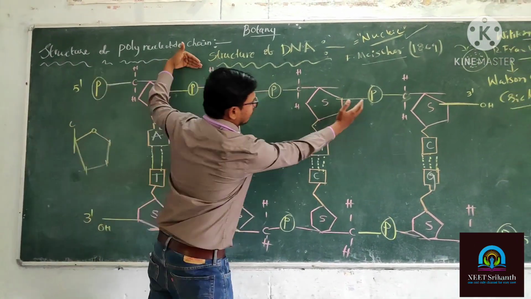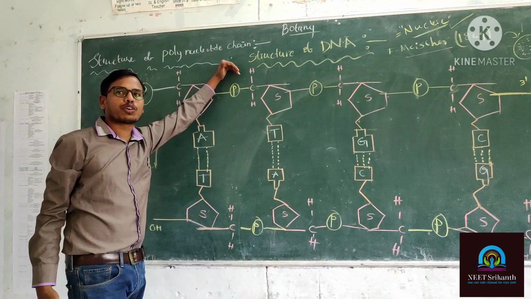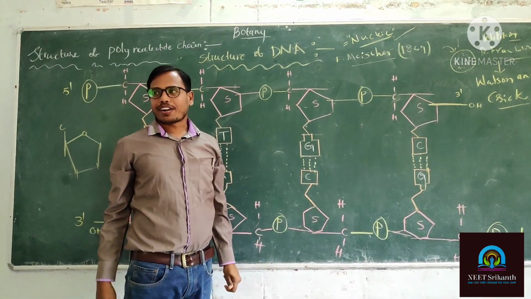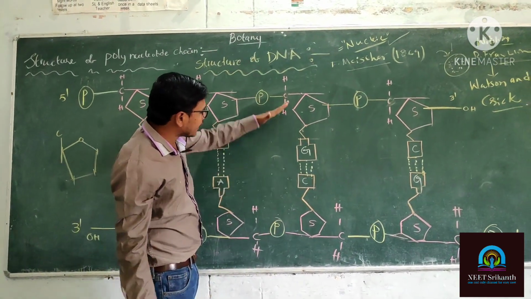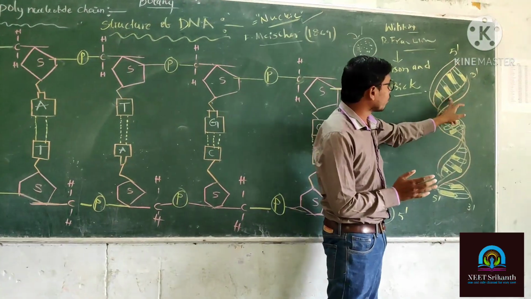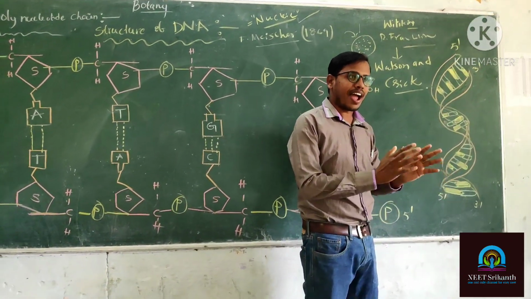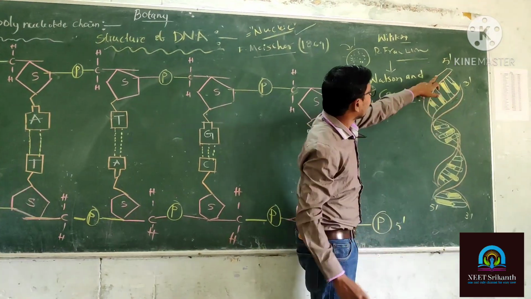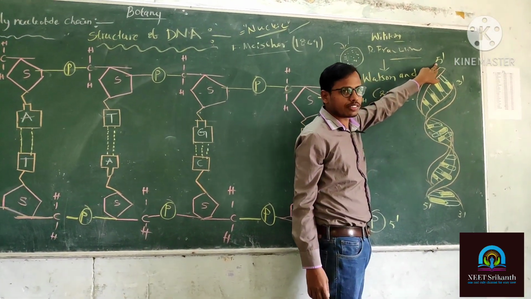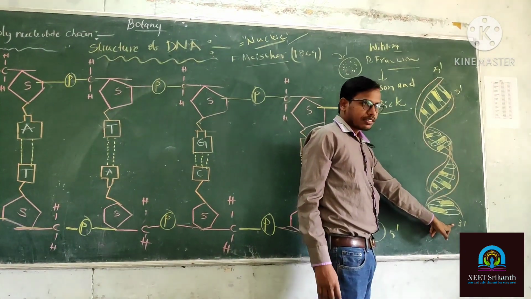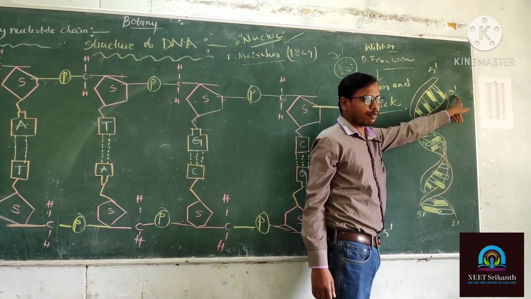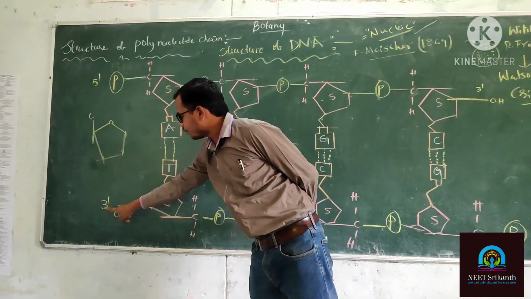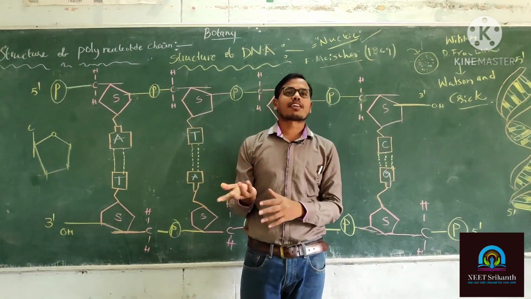This is one polynucleotide chain and this is another. How many polynucleotide chains are present in double-stranded DNA? Double-stranded DNA has two polynucleotide chains, arranged in an anti-parallel manner. Why? Because one polynucleotide chain starts with 5 prime and ends with 3 prime, and the other polynucleotide chain starts with 3 prime and ends with 5 prime. Like this, 5 prime, 3 prime. So that arrangement is called anti-parallel.